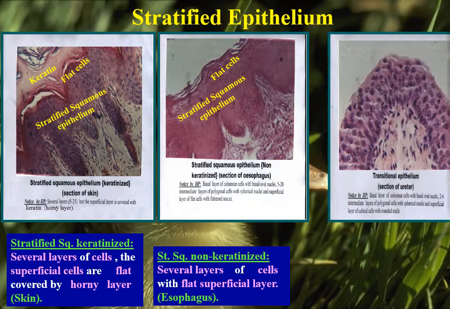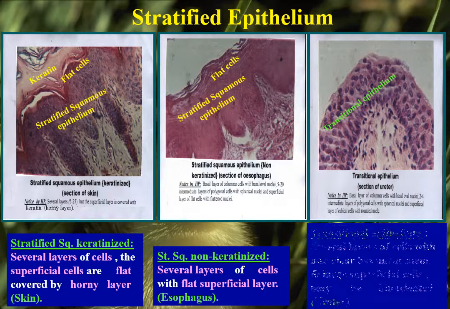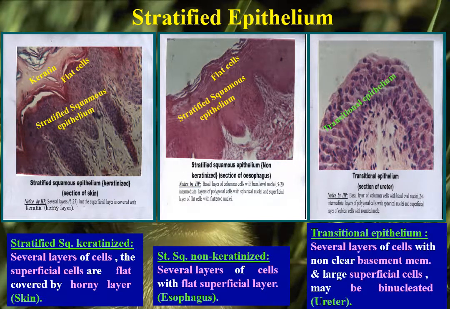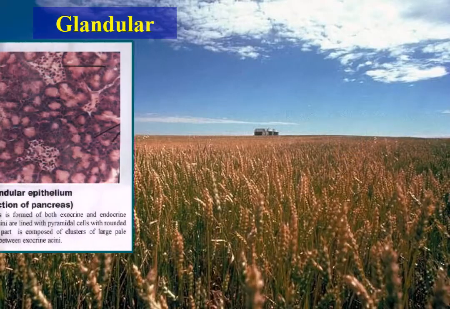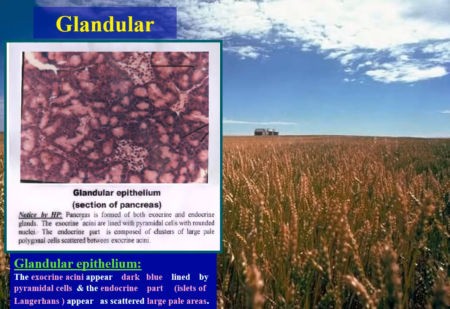An example, the esophagus. Transitional epithelium: several layers of cells with a non-clear basement membrane and a large superficial top layer which may be binucleated. Glandular epithelium is specialized for secretion. An example, the pancreas. Glandular epithelium is present in the exocrine and endocrine parts of the pancreas.